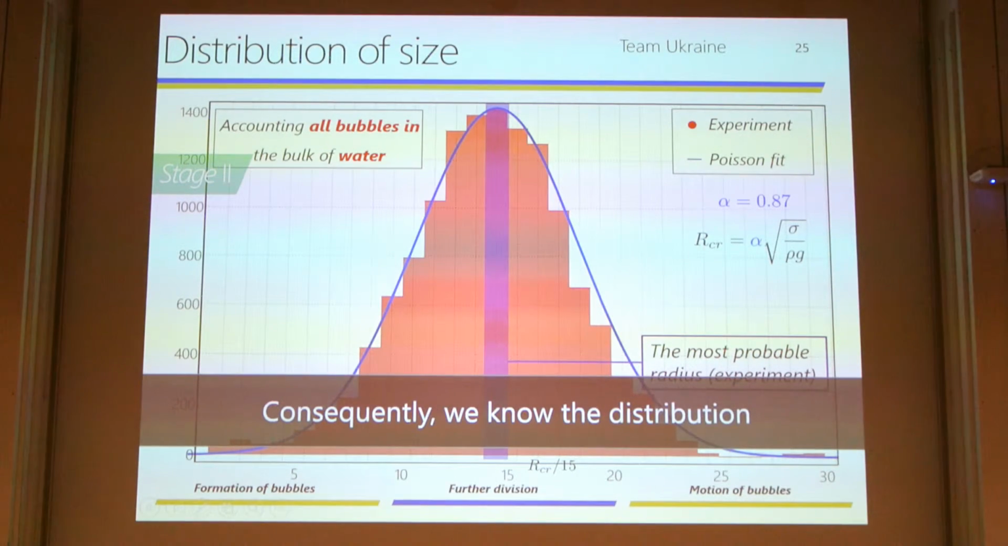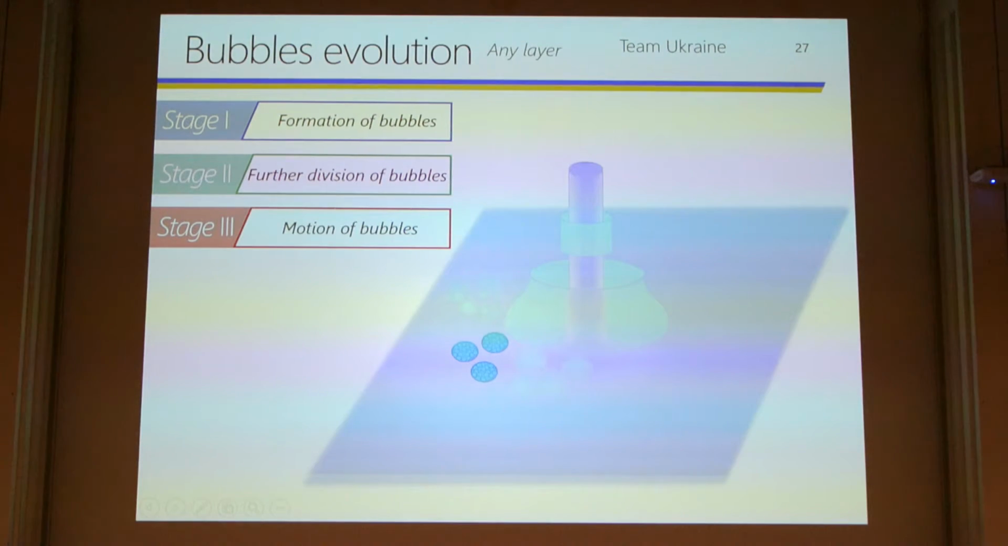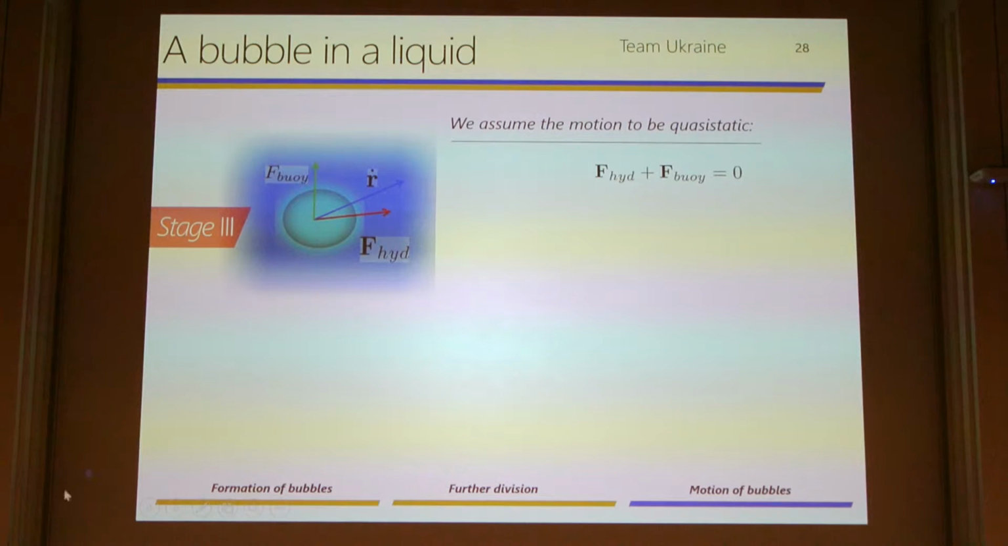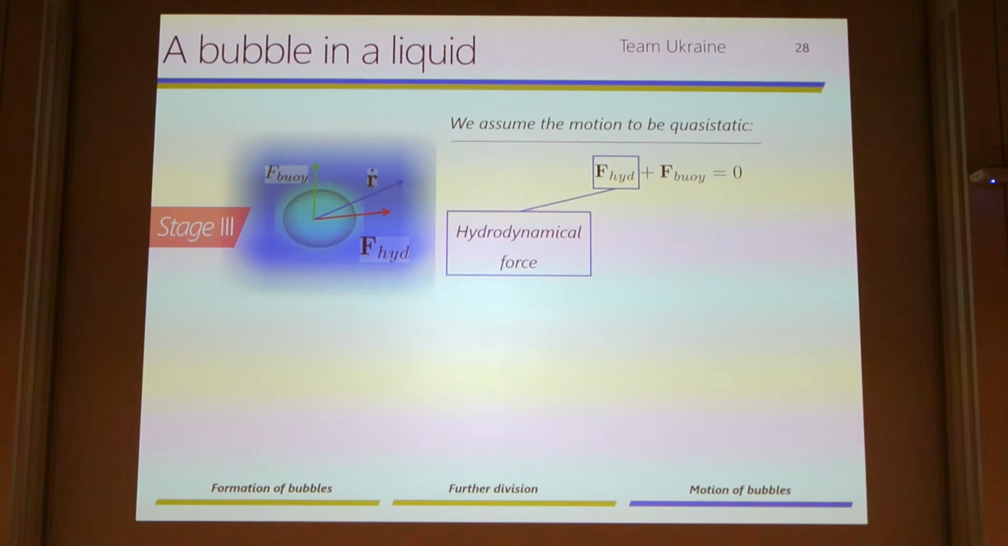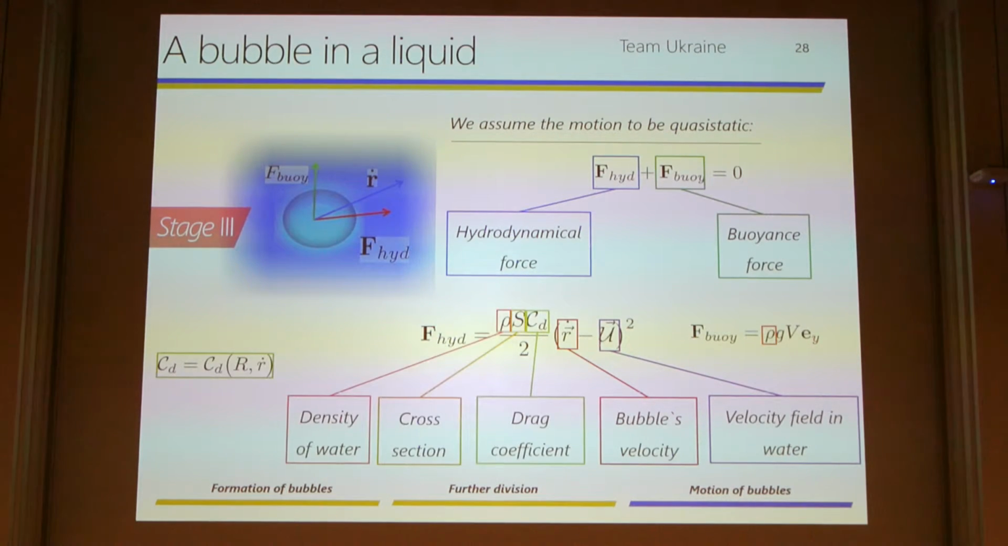So we know the distribution of bubbles, we know how the bubbles are created. So we have to go on and study the third stage, namely motion of bubbles. That's why we write down the equation of motion for bubbles, and we assume it to be quasi-static. The two forces that act on bubbles are hydrodynamic force and buoyancy force. And we wrote expressions for them.